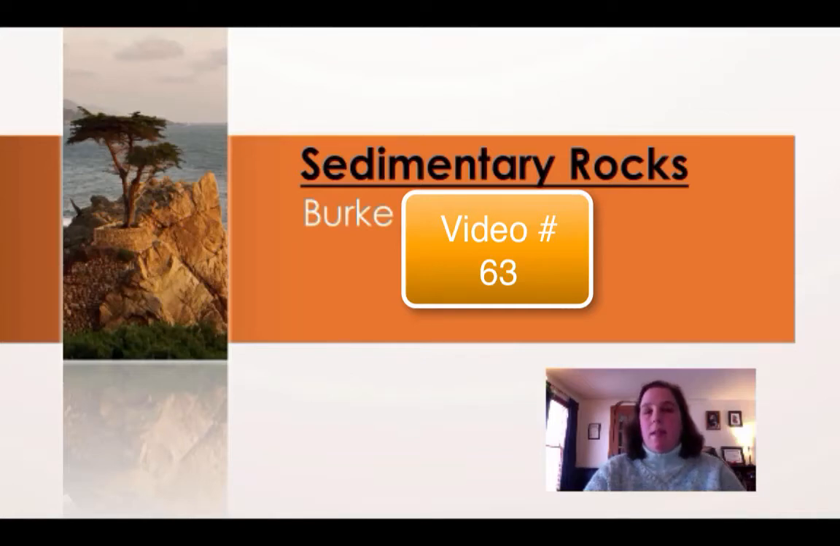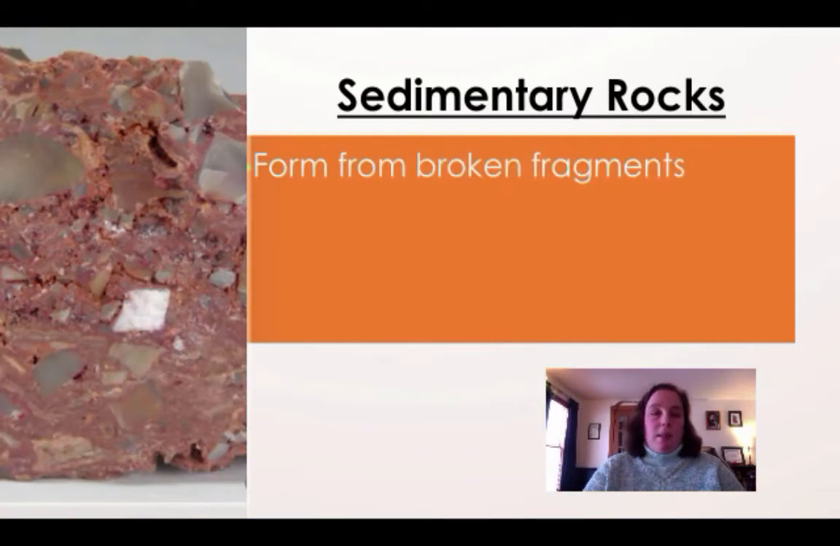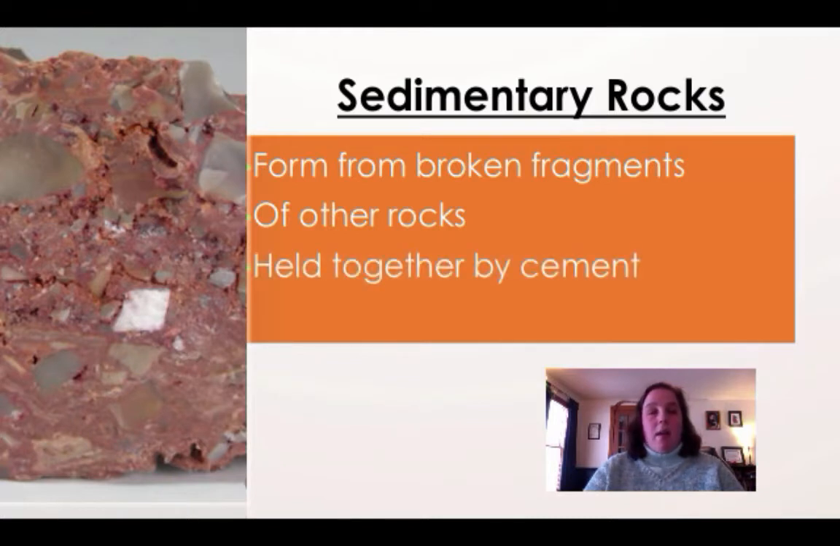Sedimentary rocks. This is the second type, or the second classification, of rock. Now, when you were talking about sedimentary rocks, you were talking about them being formed from broken fragments of other rocks. They are all held together by cement. And I've got an example here. I like to call this the ugly rock. It's also known as conglomerate, which is a picture that you see here.